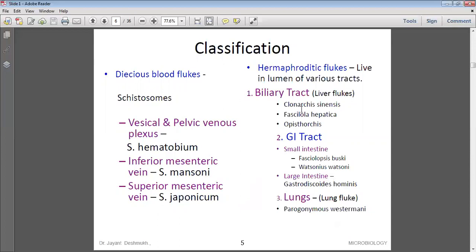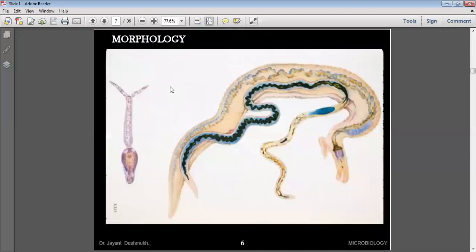Then those present in the biliary tract: one important is Fasciola hepatica, and these two are important first, Fasciola hepatica and Clonorchis sinensis. In short, I will give some information in the last slide. The remaining GIT and lung flukes are for the next class. So this is the classification of flukes, depending on the site of localization.